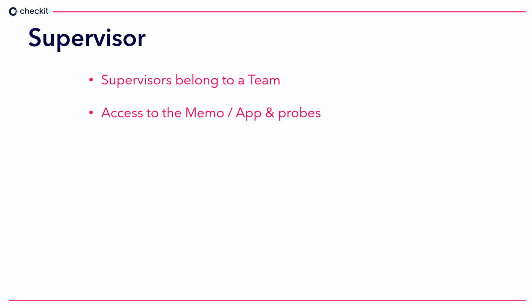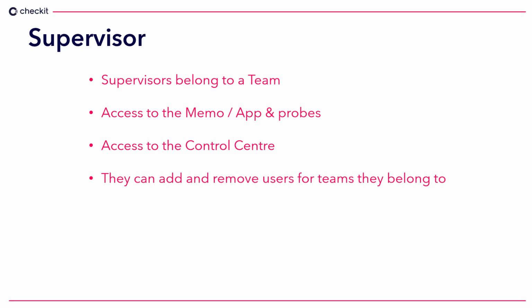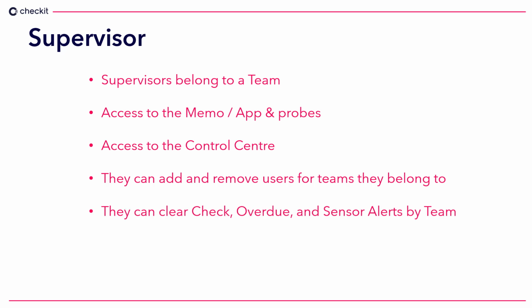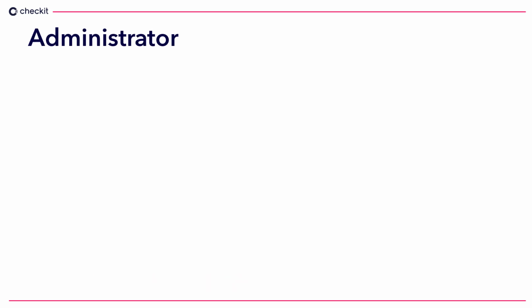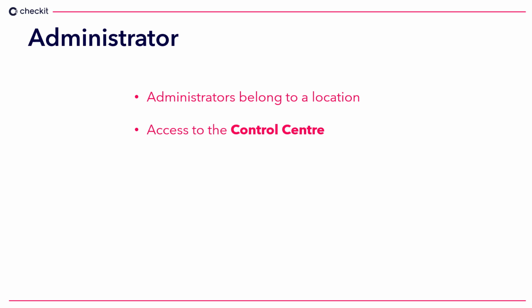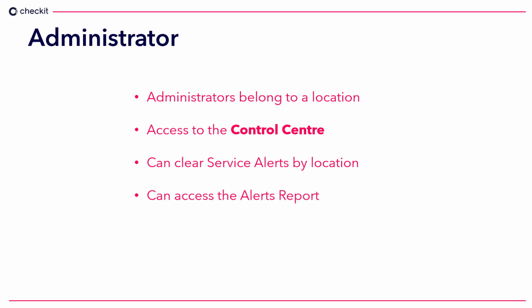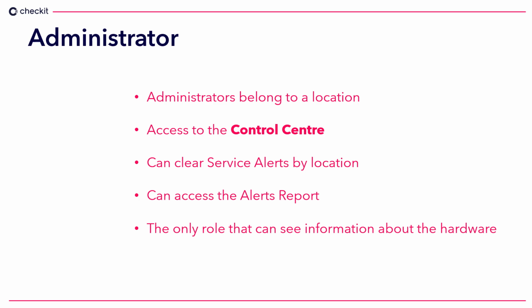They will have access to the memo or app and probes, but will also have access to the control center. They can add and remove users, but only for teams that they themselves are in. They can clear check, overdue and sensor alerts, run reports, and view sensor information. Administrators belong to a location. They have access to the control center and can only clear service alerts. They can see the alerts report, and it's the only role that can access information about the hardware.